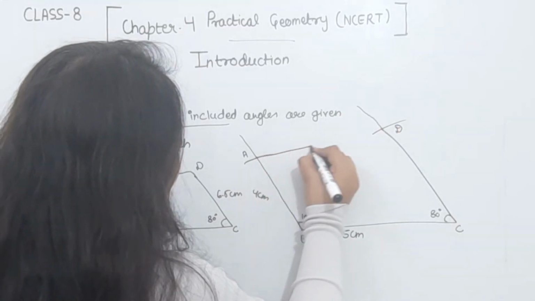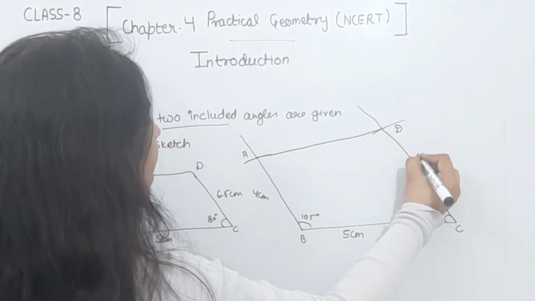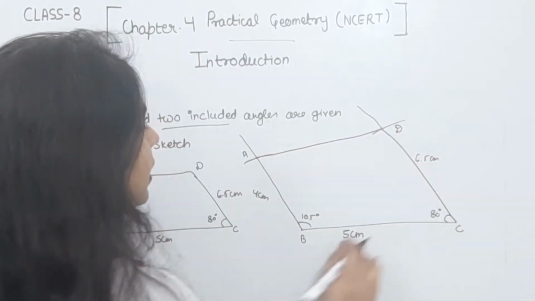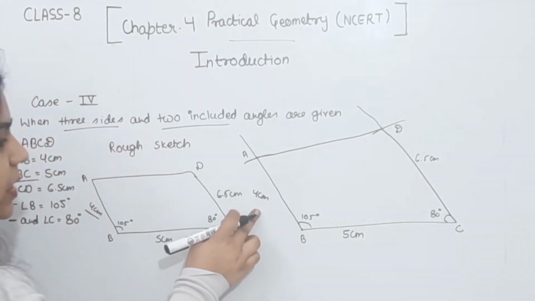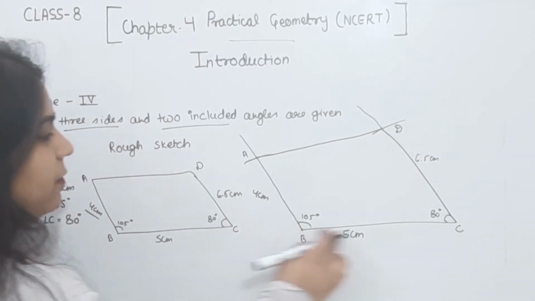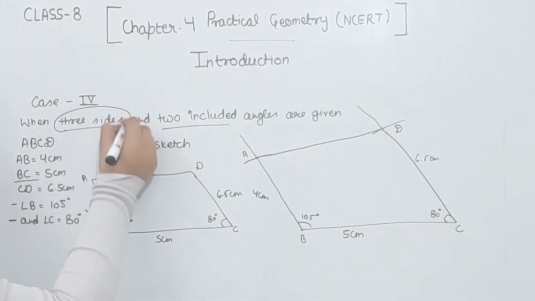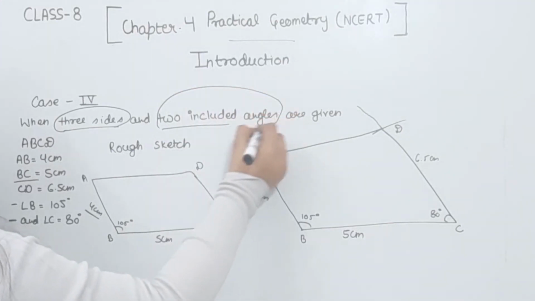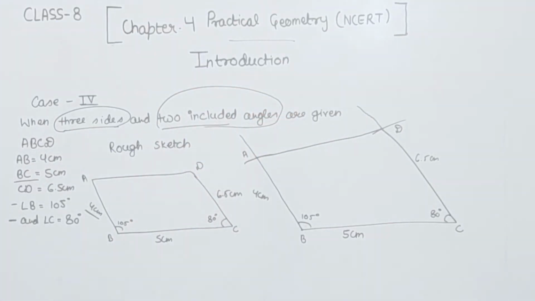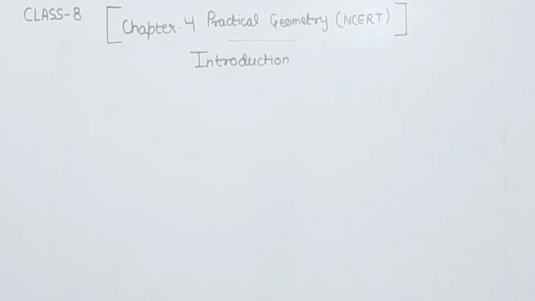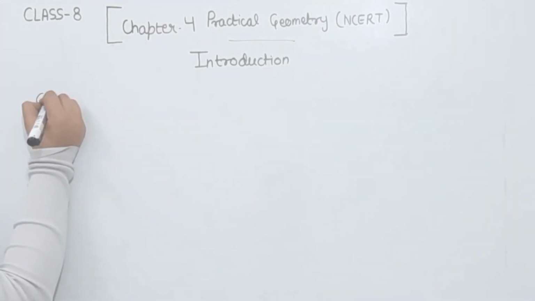We are going to join this one here. So this one will have 6.5 centimeter. This is 5 centimeter. This one is 4 centimeter. This is the angle 105 degree and this is the 80 degree. So this is the construction when we are having 3 sides and 2 included angles. This is the case 4. Now comes to the case 5.